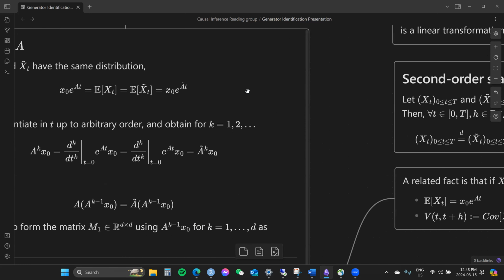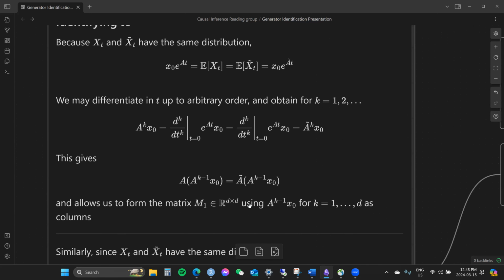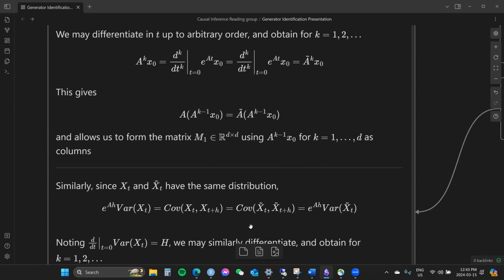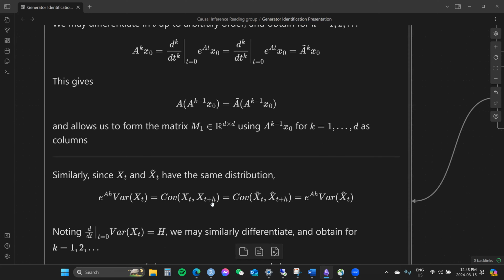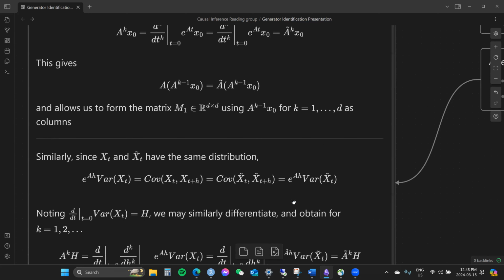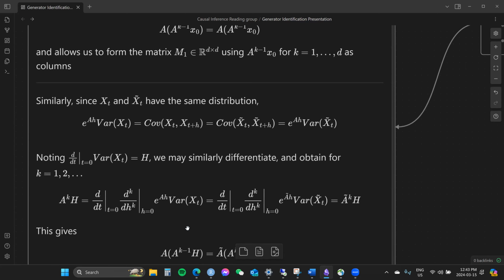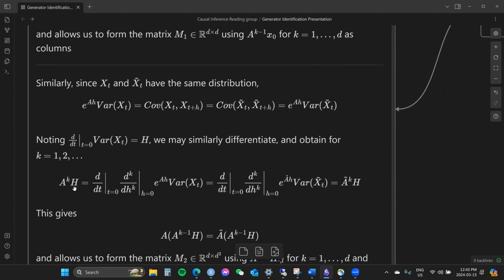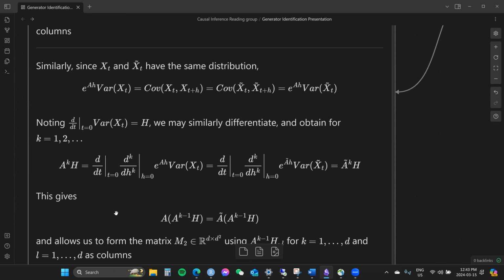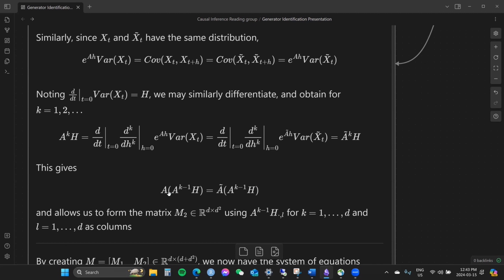So you get exactly these columns, and these form your M1. You do the same thing for covariance. Again, these are well known, how they actually evolve. Again, you can differentiate them. Here you'll do kind of a double differentiation, and this one will now be in terms of H. And you could still write the action on A.